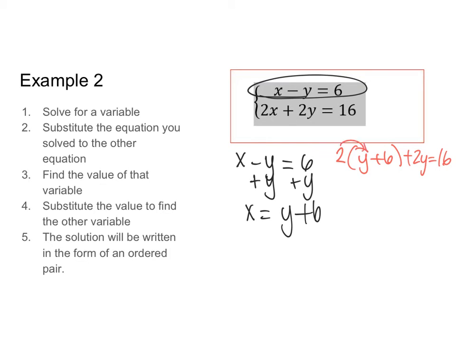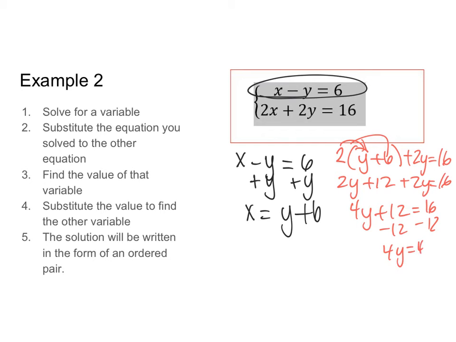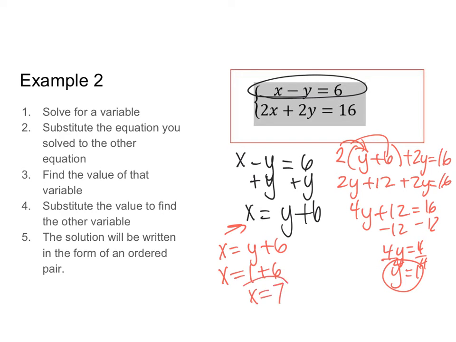Using the distributive property, I get 2y plus 12 plus 2y is equal to 16. Combining like terms, we get 4y plus 12 is equal to 16. And continuing the solving process, I get 4y is equal to 4. So y is equal to 1 by dividing by 4 on both sides. So I solved for y, now I need to solve for x. So x is going to equal y plus 6 because I solved it up here. So now x is equal to 1 plus 6, so x is going to equal 7. So my answer is going to be 7, 1.